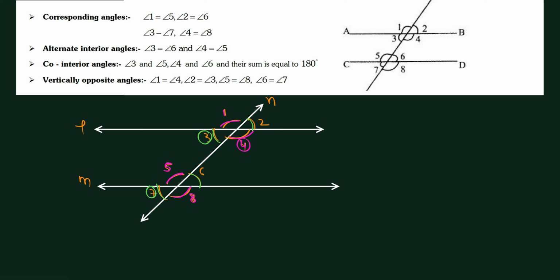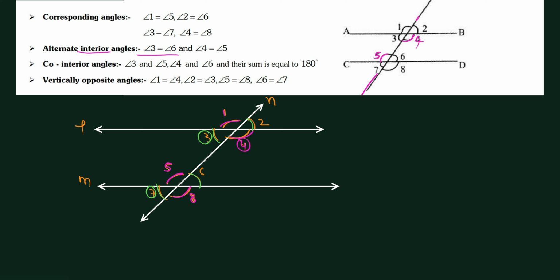Next here we have alternate interior angles, and these angles lie alternate to each other. For example, interior means both lie inside the parallel lines, and alternate means on opposite sides of the transversal line. See, this angle 3 and angle 6 are on either side, alternate, and both lie inside the parallel lines. That is what we call alternate interior angles. So one more set of alternate interior angles we have here, angle 4, and here we have angle 7. Sorry, not angle 7, angle 5. Angle 4 and angle 5 are also alternate interior angles.